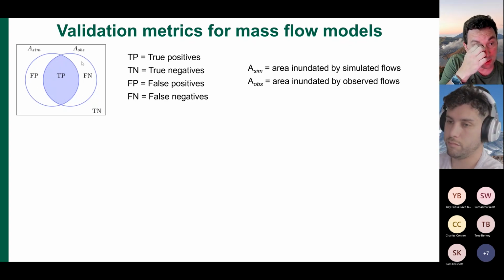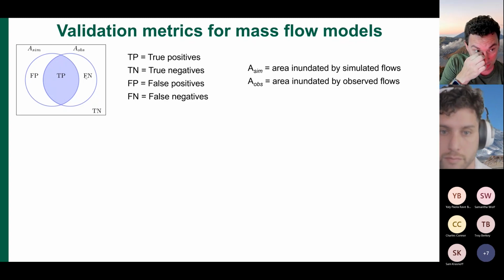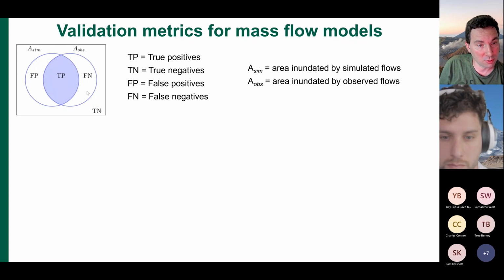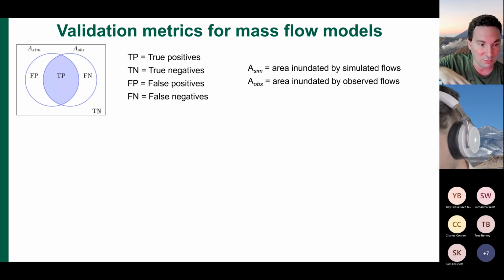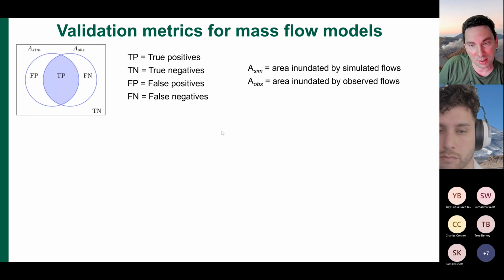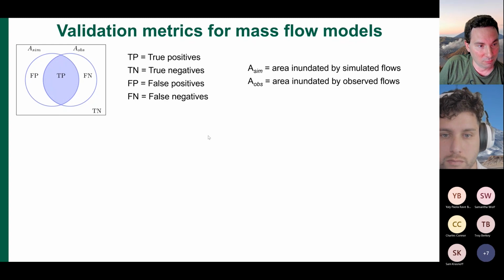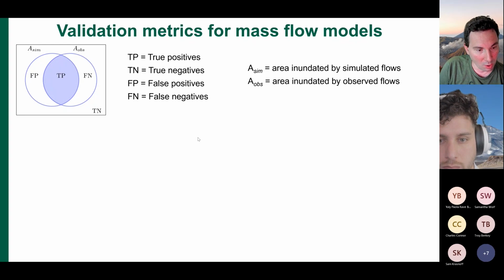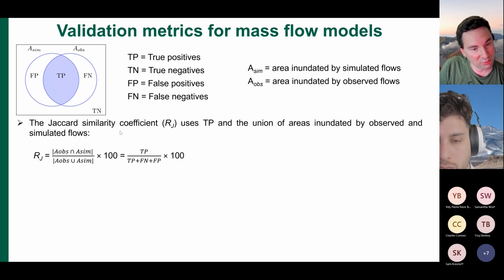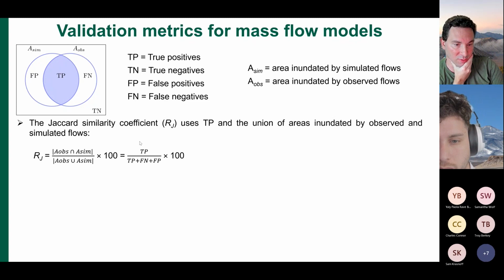And then you will have an area that is inundated by the observed flow, but not by the simulated flow. And that's what we call the false negative. And then you have the true negative, which is areas that are neither inundated by both, but in our case here, we're not using them because we think it's an infinite area. It can be anything outside of the inundation area of both flows. And so you can develop different metrics, which will be like some coefficients that can be expressed as a percentage.